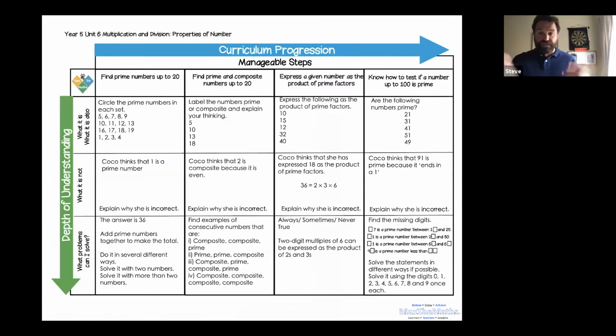I mentioned Can Do Maths earlier. One thing we do on Can Do Maths, we have these things called Maths Mastery Matrix, MMM, and you'll notice on the left-hand side what it is, what it's also, what it's not, and what problems can I solve. And if you look at that middle row there, everything is saying, this is incorrect, tell me why. This is incorrect, tell me why. And the idea is that the student explains using the language. 1 is not a prime number because it does not have exactly 2 factors.